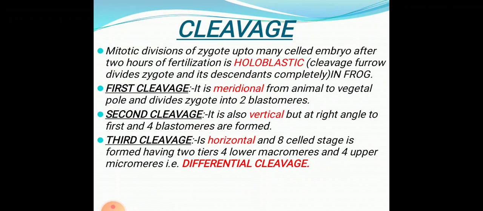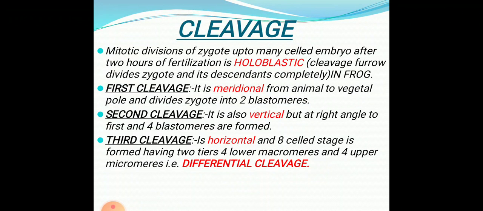And the fourth cleavage is double, meaning the furrows are meridional, and this produces 16 blastomeres, 8 in the animal pole and 8 in the vegetal pole. The smaller cells present in the animal pole are called micromeres, and the larger ones present in the vegetal hemisphere are called macromeres. The fourth cleavage is also double.